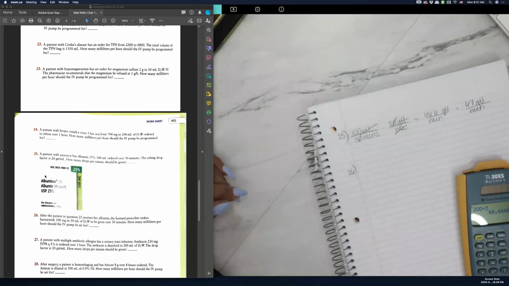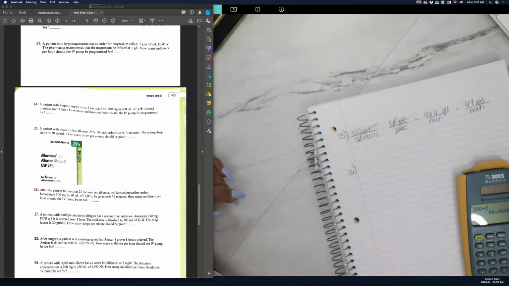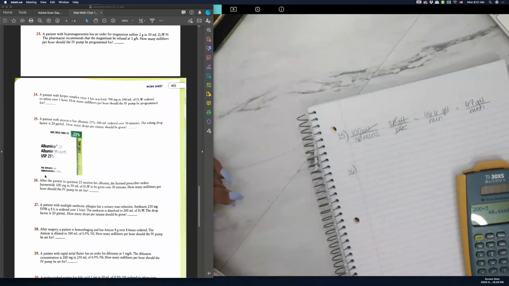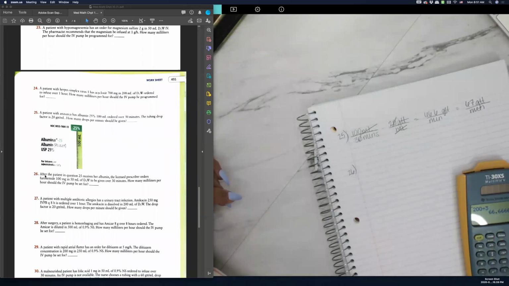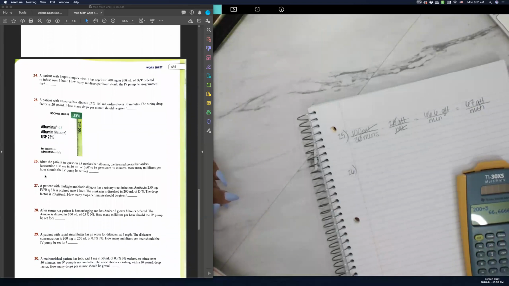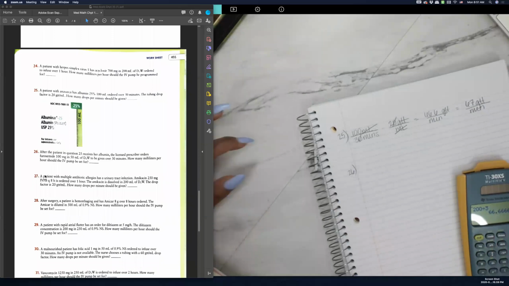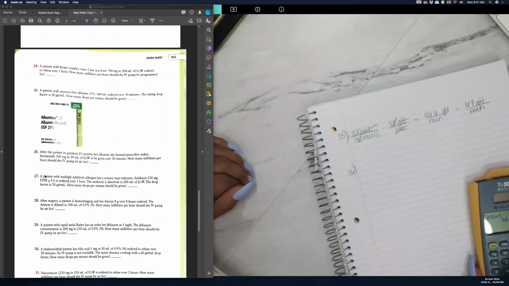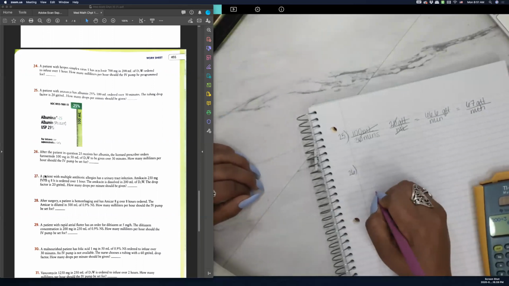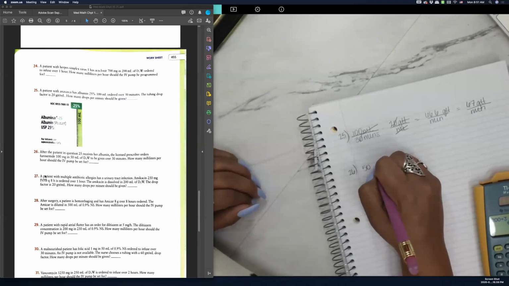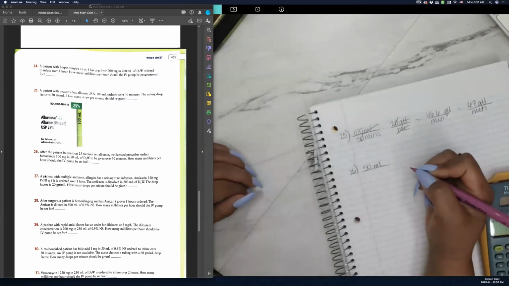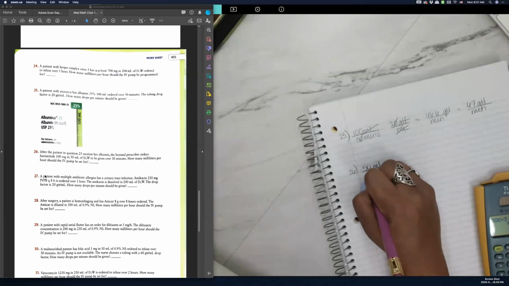After the patient in question, 25, receives her albumin, the licensed prescriber orders furosemide 100 milligrams in 50 milliliters of D5W to be given over 30 minutes. How many milliliters per hour should the IV pump be set for? Okay, so the volume administered is 50 milliliters. The time frame is over 30 minutes.